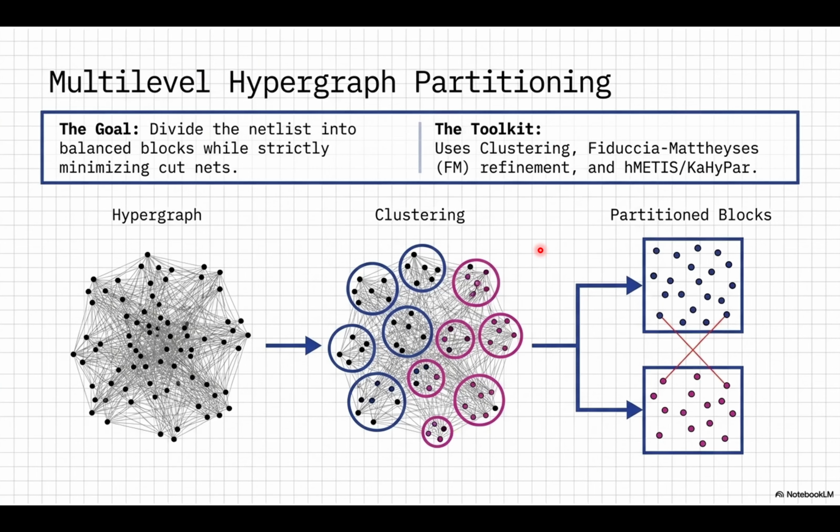Right. But the clever part of FM refinement is that it allows for temporary hill climbing. It will sometimes accept a swap that actually increases the cut nets temporarily. Wait, really? Why would it do that? If it unlocks a sequence of future swaps that ultimately lead to a much lower overall number. It constantly passes back and forth until it settles on an optimal layout. Oh, wow. Okay, so once we have the logic partitioned into neighborhoods, we have to deal with the physical space.